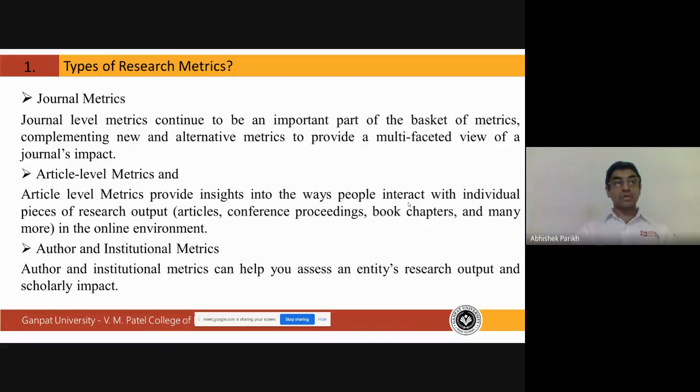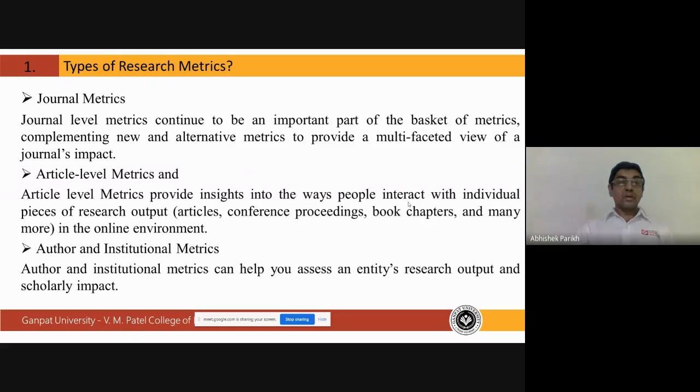We'll discuss that particular metric of journal impact factor. What is the CiteScore of the journal? So these are some methods of identifying good journals based on some quantifiable number.